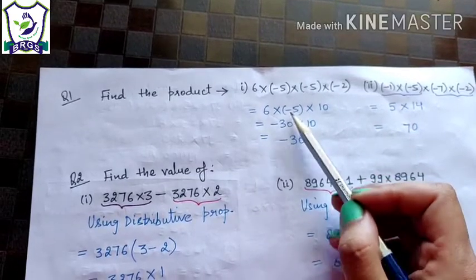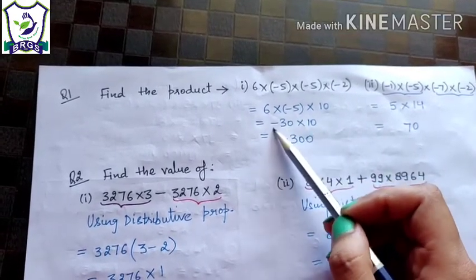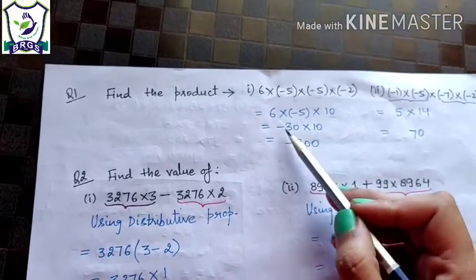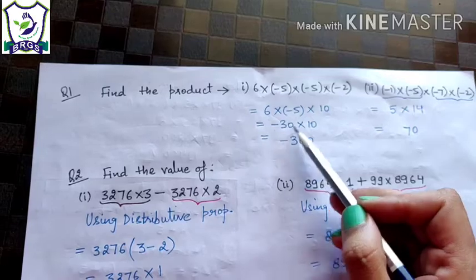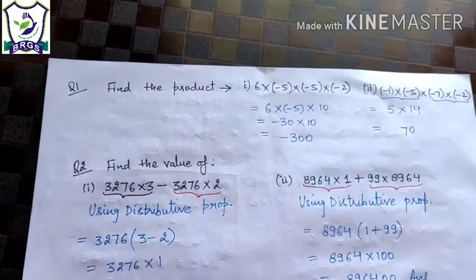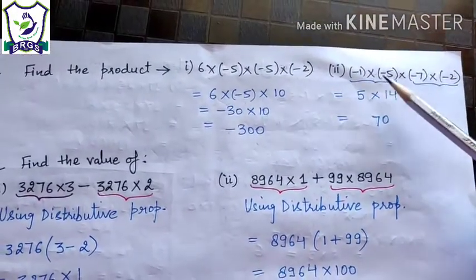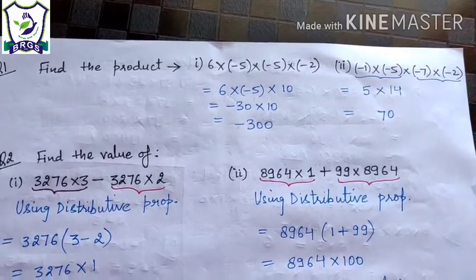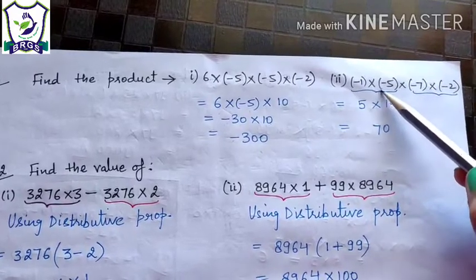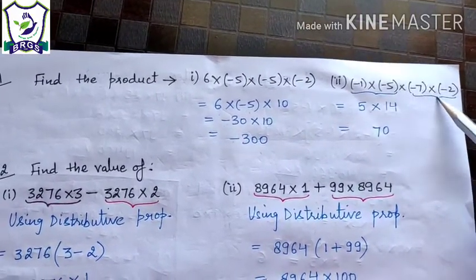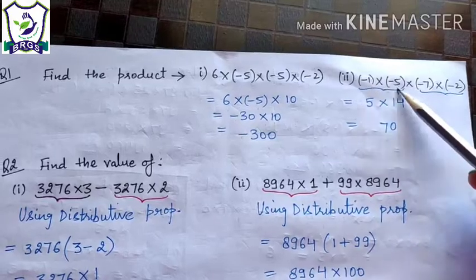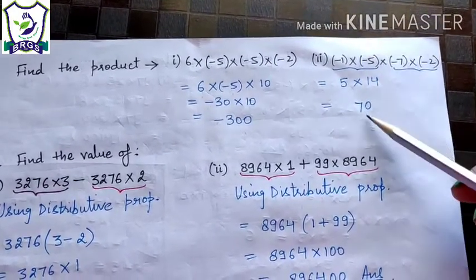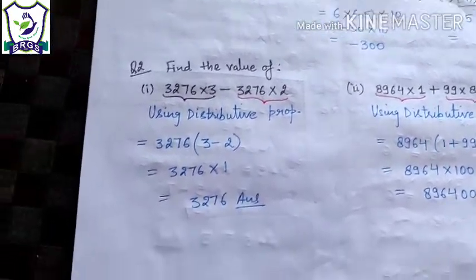Now 6 into minus 5. One is positive and other is negative. Product will be negative and 6 5s are 30. Multiplied by 10. Now negative and positive, it will be negative. 30 into 10, 300. Similarly in the second part here, minus 1 into minus 5 into minus 7 into minus 2, right? Now we can multiply minus 1 and minus 5 together and we can multiply minus 7 and minus 2 together. Minus 1 into minus 5 is 5, minus 7 into minus 2 is 14 and 5 into 14, 70. So this is your answer.